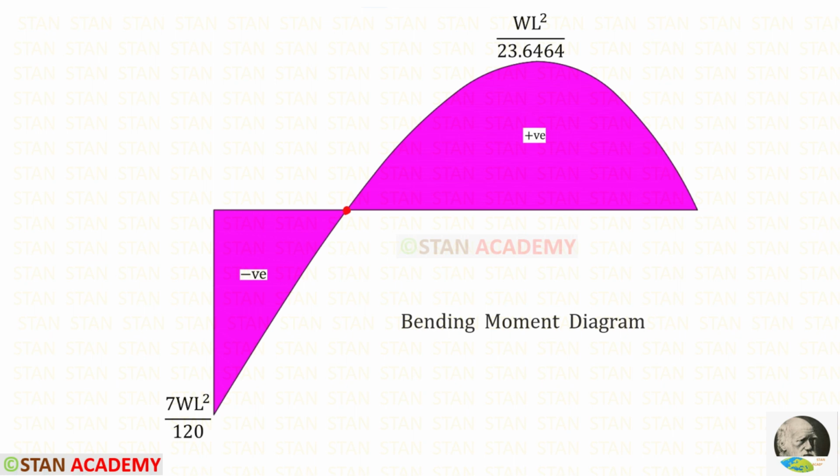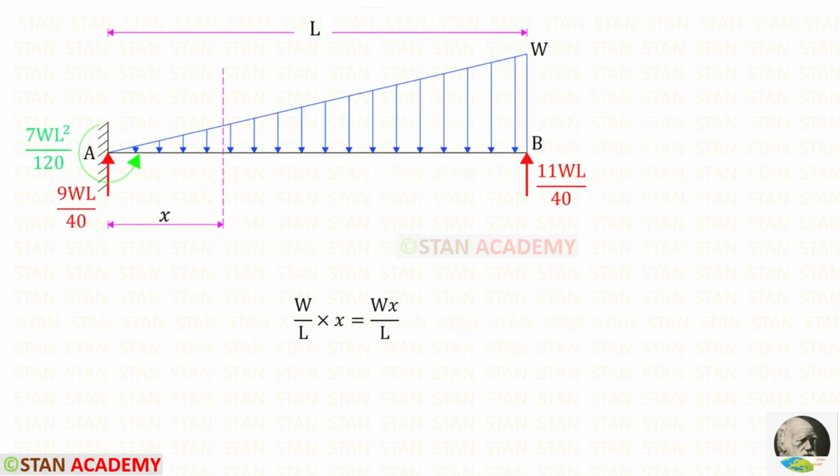We can make a section in this point and find the distance. You can see that I have made a section in that point at a distance of x from the point A. We have to find this height. For the distance of L, the height is W. So for L, it is W. But we need the height at the distance of x. So we have to multiply with the x.